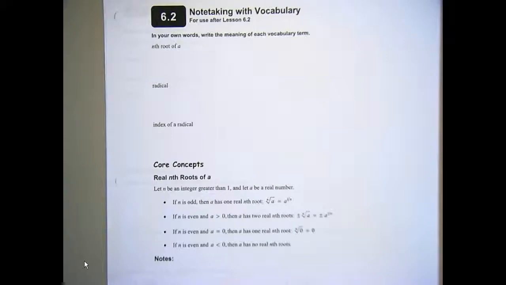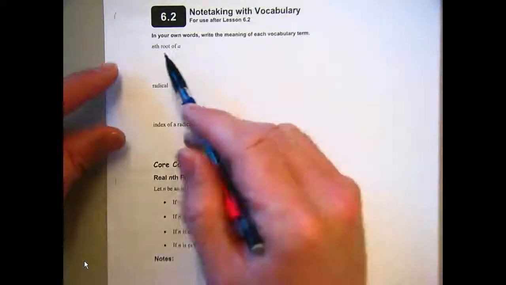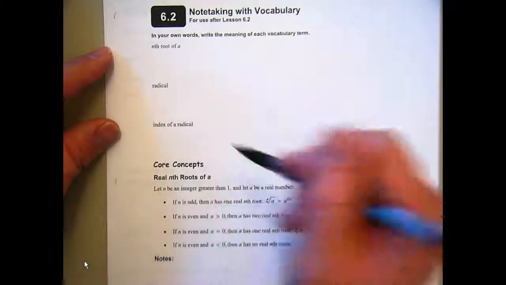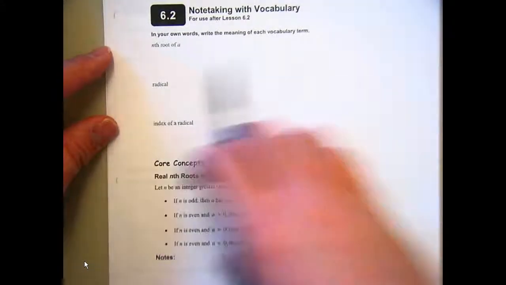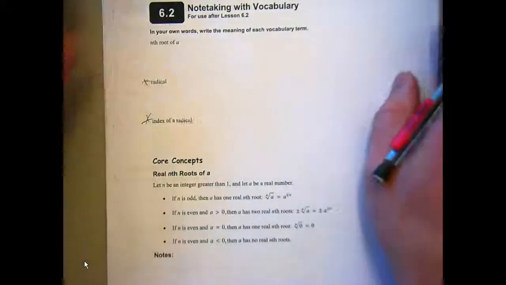Okay, in your own words, write the meaning of each vocab term. I'll let you do that in a while on your own if you'd like. It's a good way to review, but we're going to talk about radical, index of a radical, nth root of a number. Okay, some of that is defined down here. These are the two that I really want you to focus in on and make sure you get those vocab terms as we go through today.